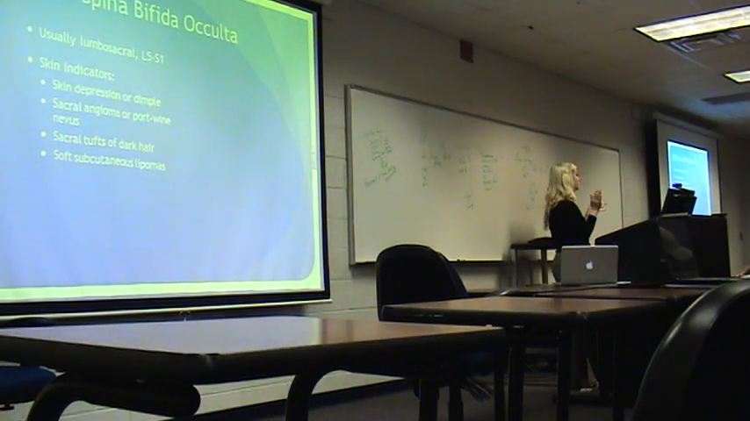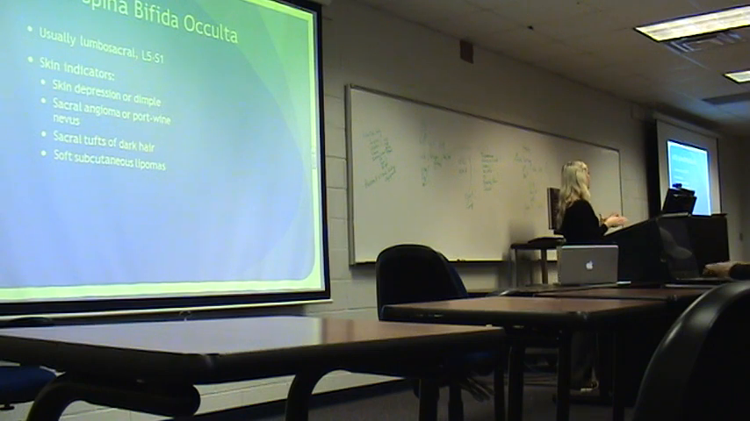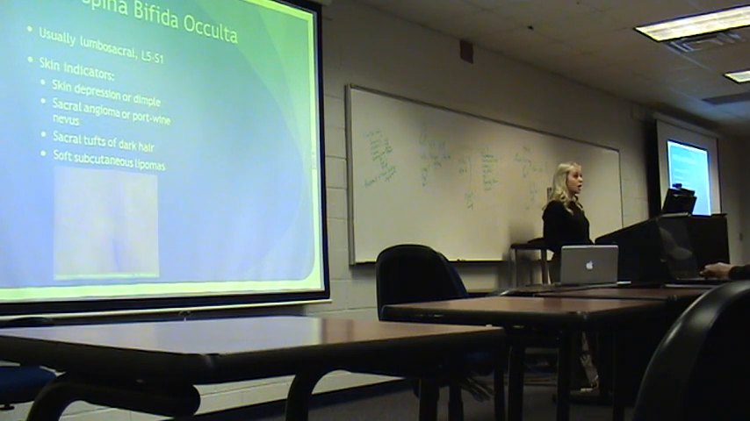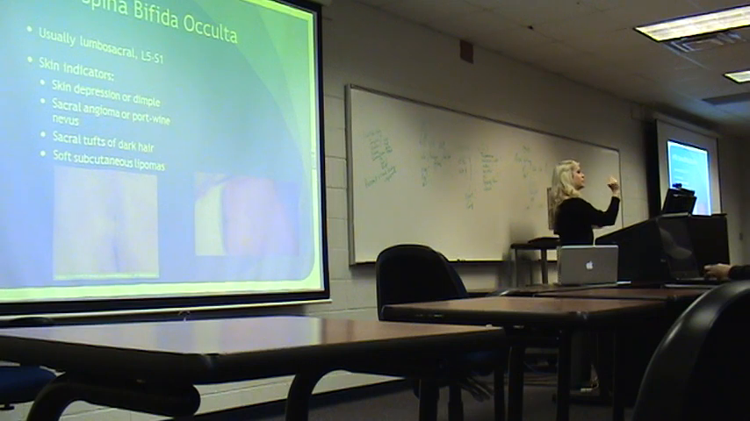So occulta, this is where we're inside the body. It usually happens in the lumbosacral region. A lot of times they even call it hidden spina bifida, or not even a true neural tube defect, because sometimes they don't even have any signs of it. But if they do have signs, it's going to be a skin indicator, and it'll be a depression or dimple, so you can see that on that picture on the left. They'll have a little dimple on the back of their sacrum.